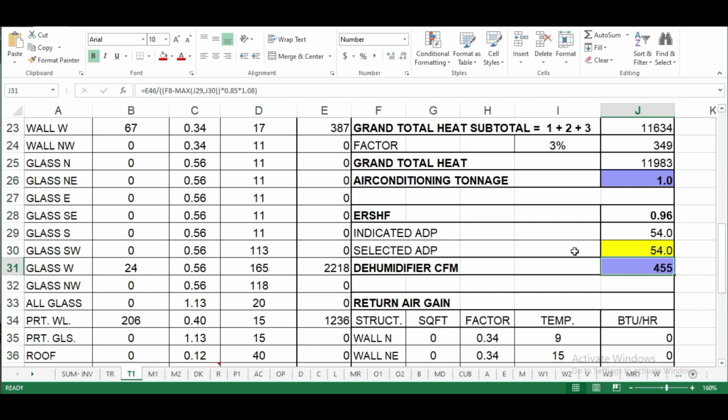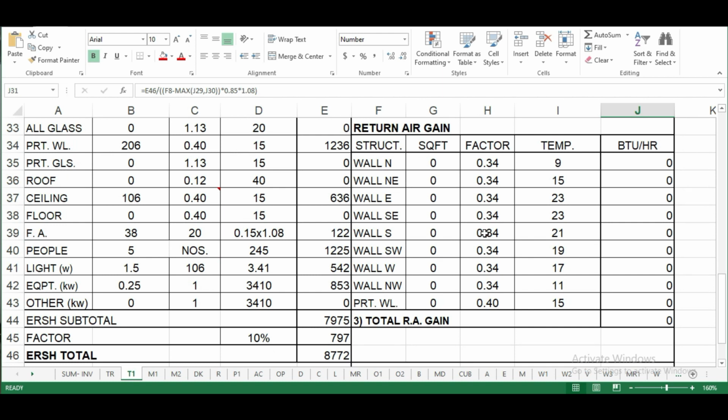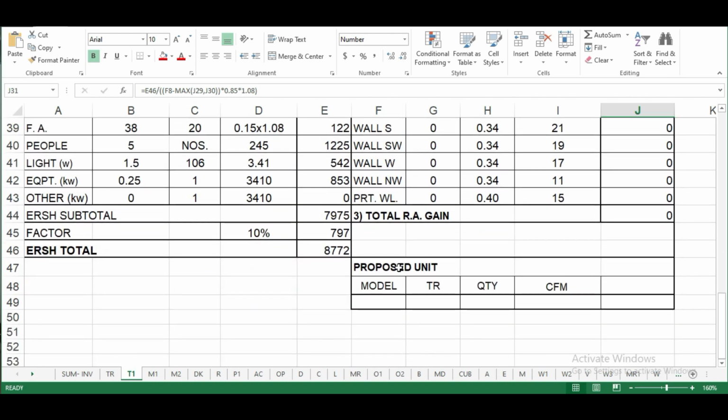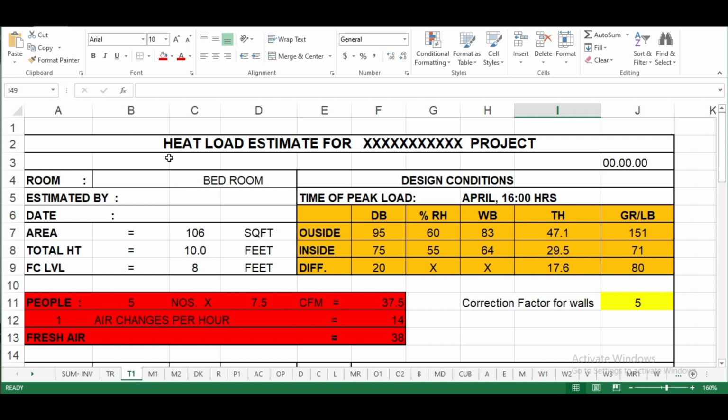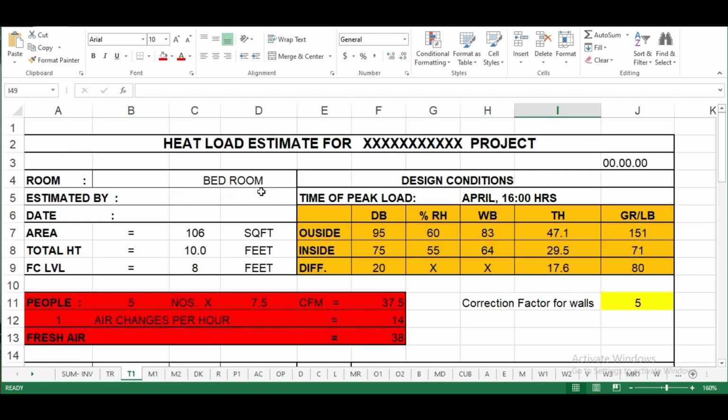Next is return air, and this is the proposed unit or model number. You can always enter what model number you are proposing for your client, what tonnage, what quantity, and what CFM that machine is providing. That's it in this video, and this is a professionally managed sheet. You can directly enter the data and provide the heat load sheet, technical data sheet to your client also.